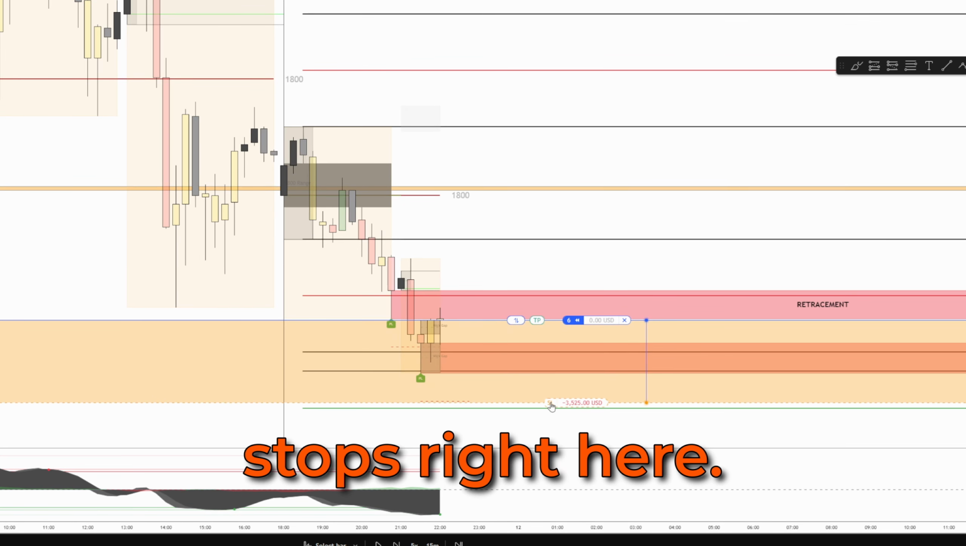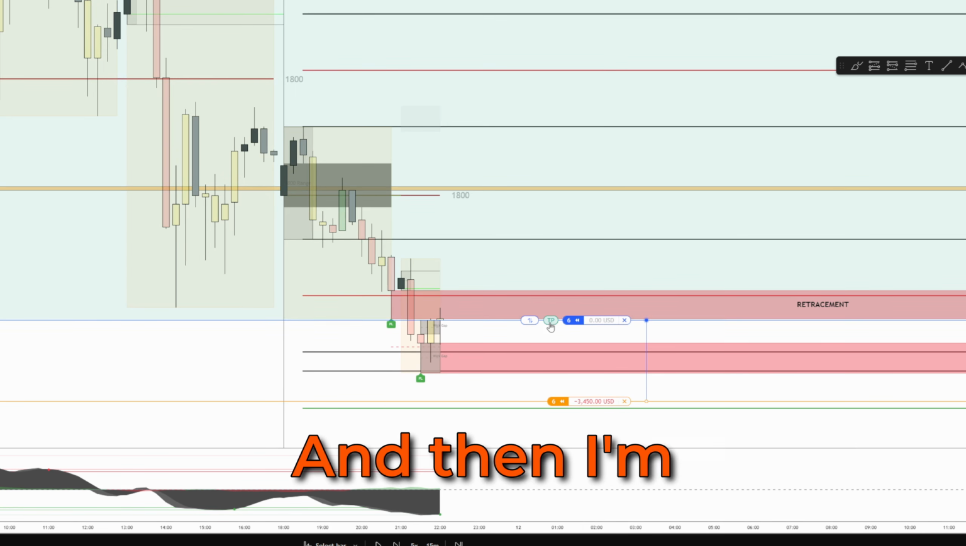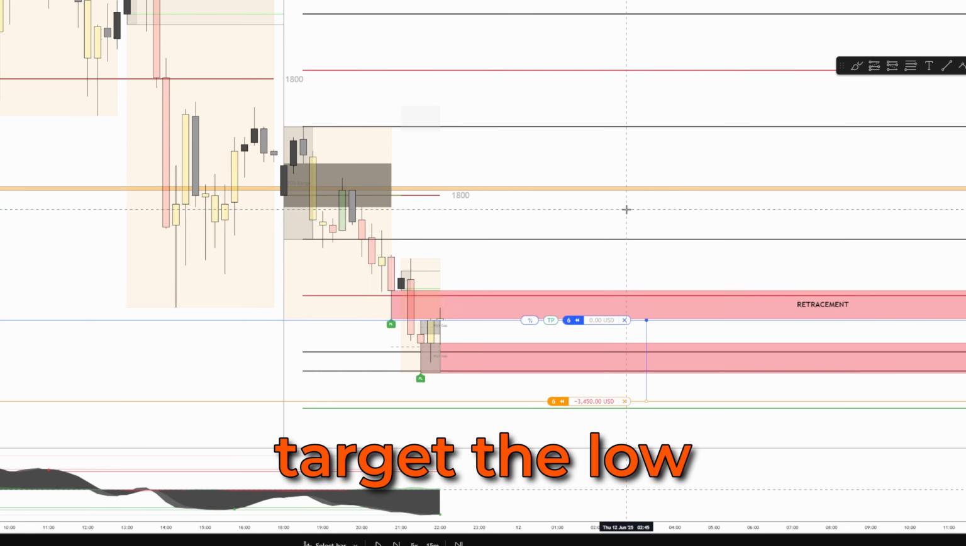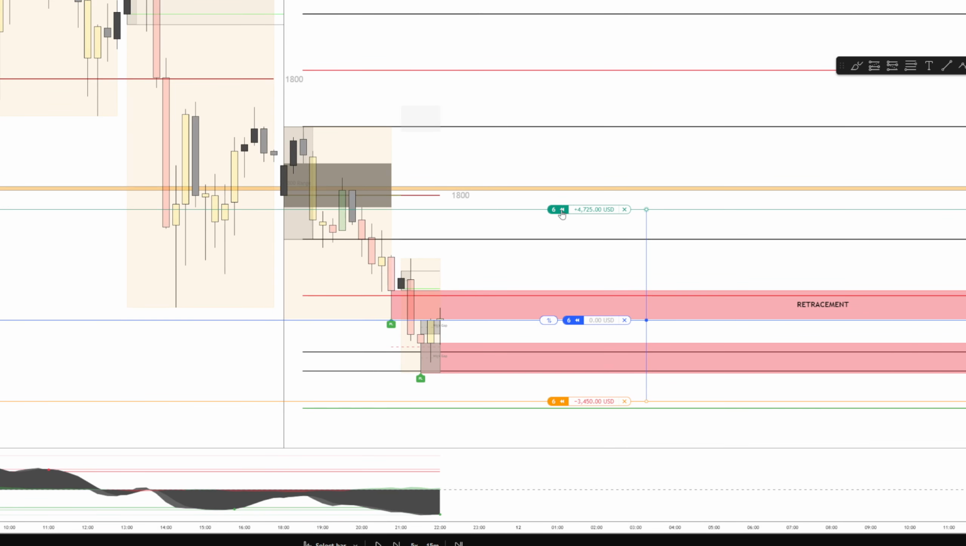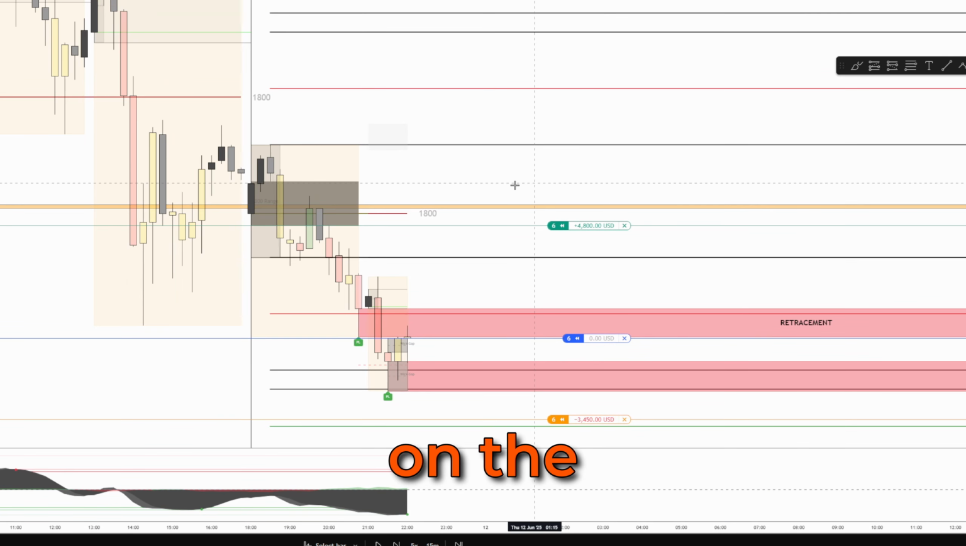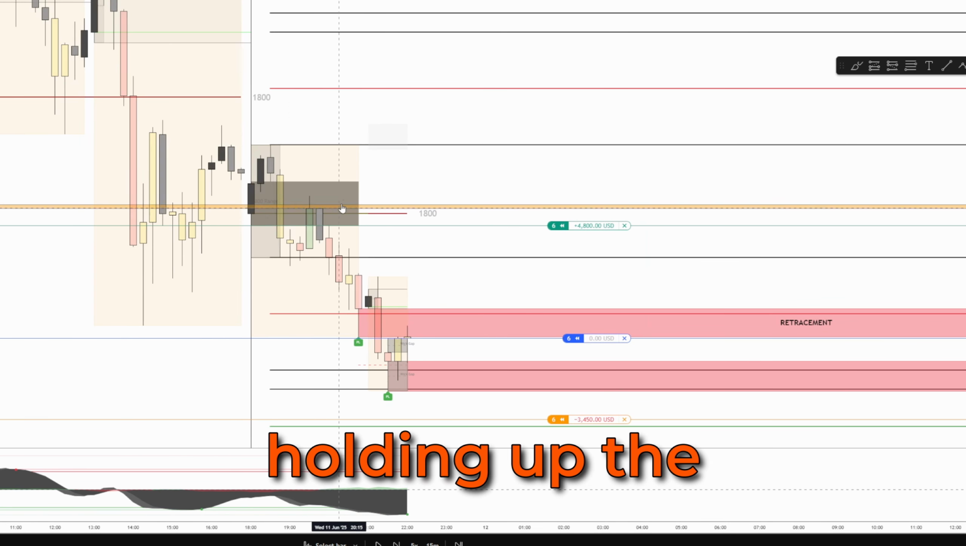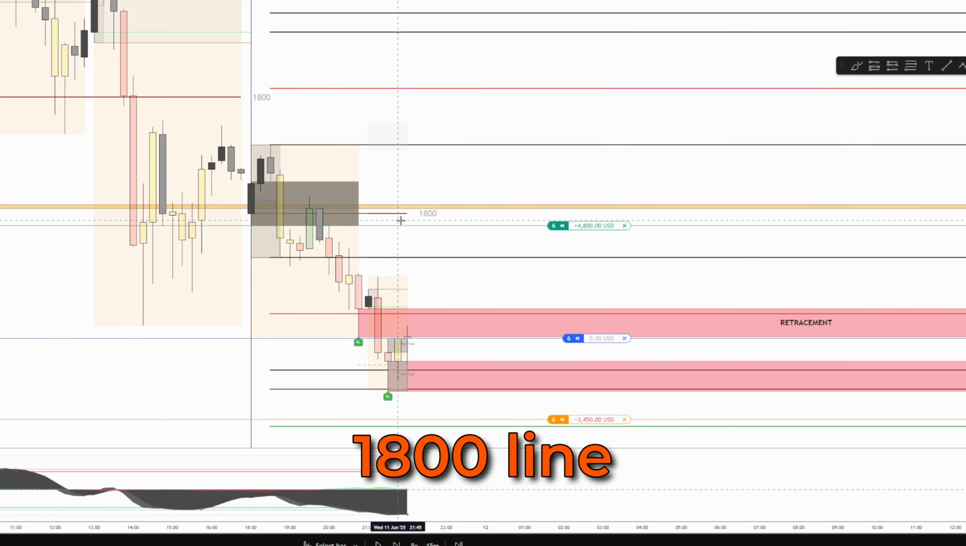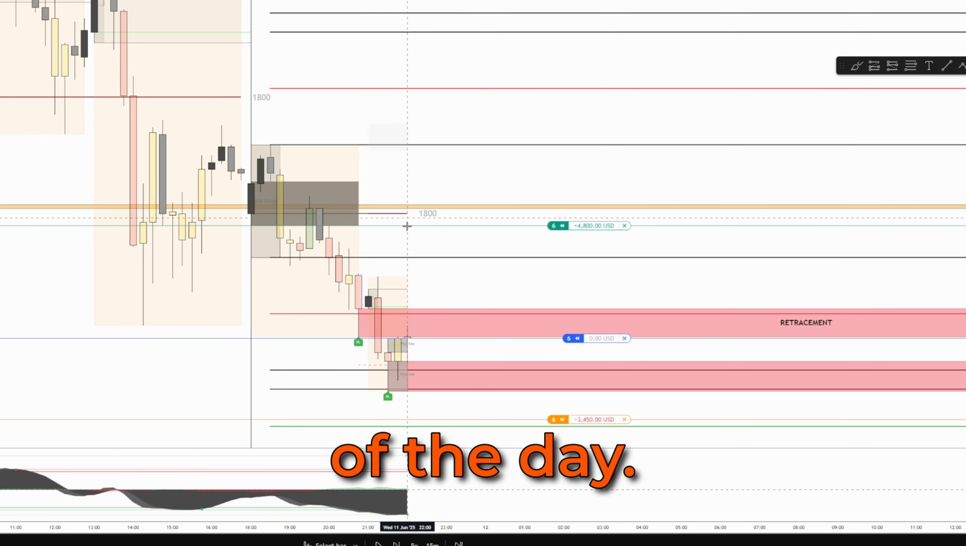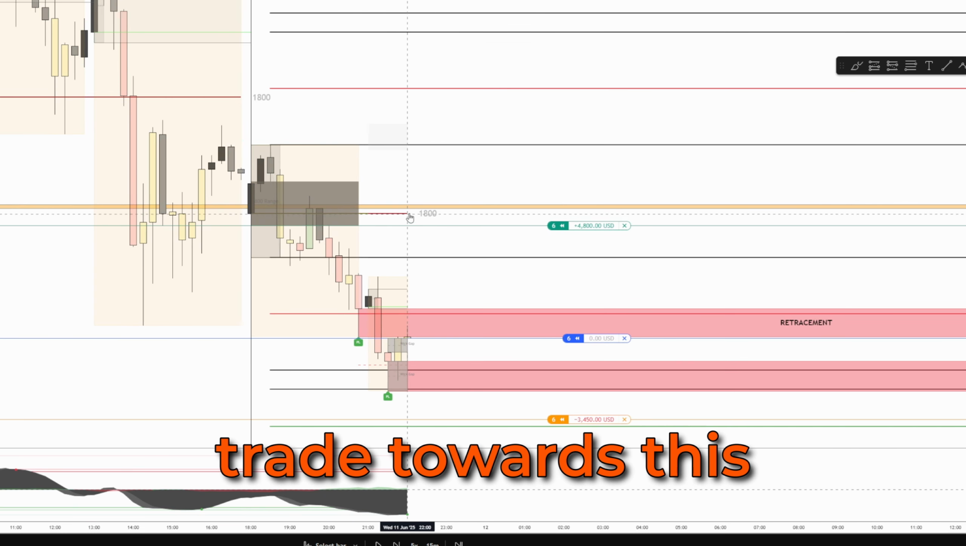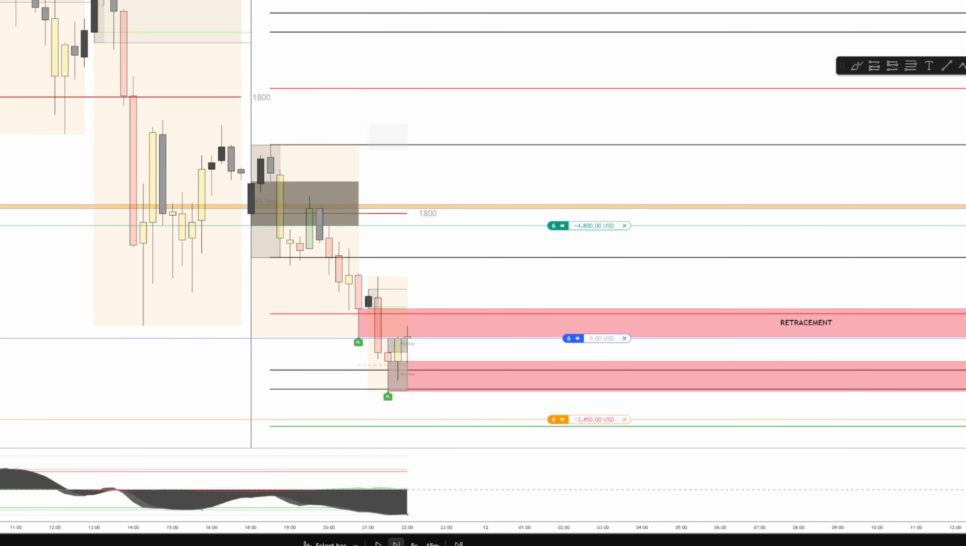Put my stops right here. And then I'm going to target the low or the nano range, which is going to be pretty much holding up the support and resistance for this 1800 line of the day. Because we're always going to be trying to trade towards this 1800 open of the day.